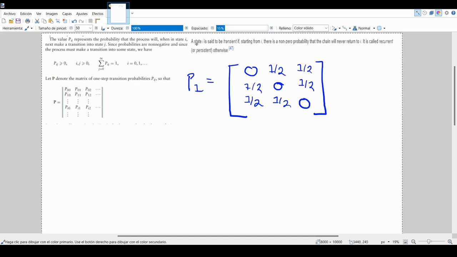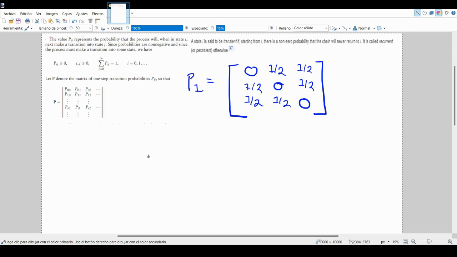And we have here that a state is transient if starting from i there's a non-zero probability that the chain will never return to i, and that it is recurrent otherwise. For solving these kinds of problems, I think the best way to do it is to draw a diagram with arrows pointing from each state to another, if there is a connection like this one. So that is what we are going to do.